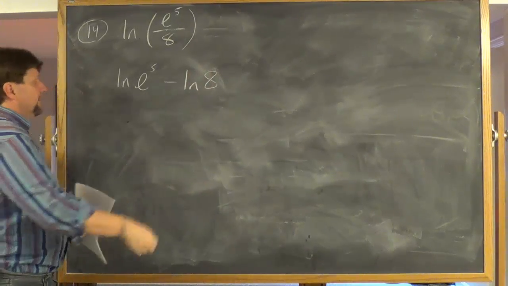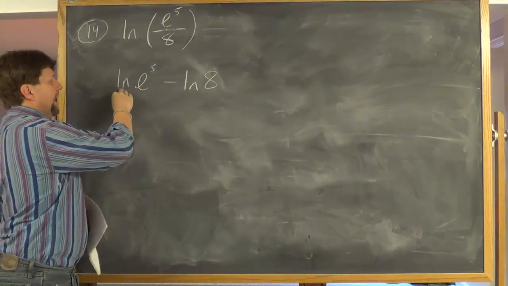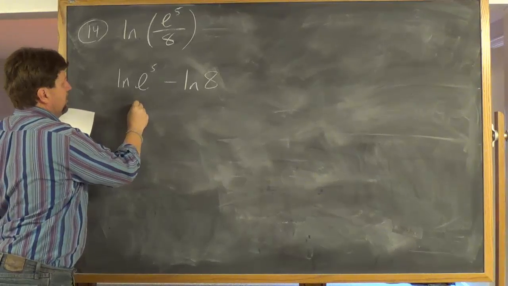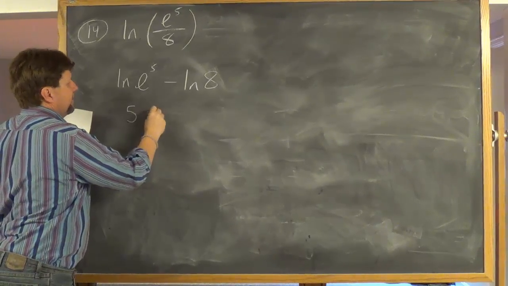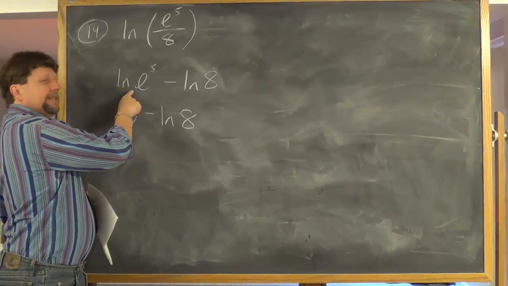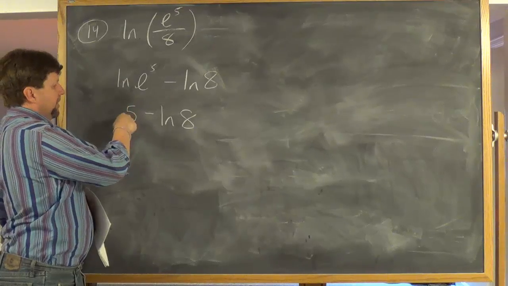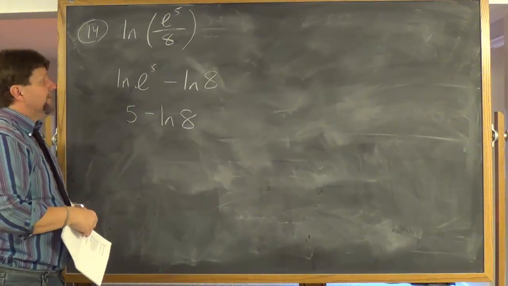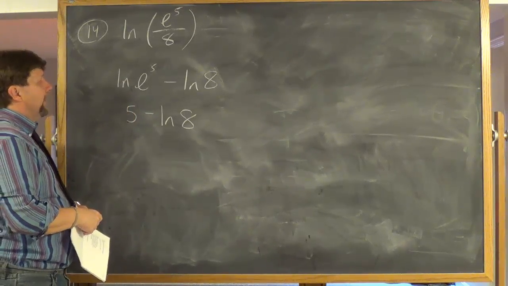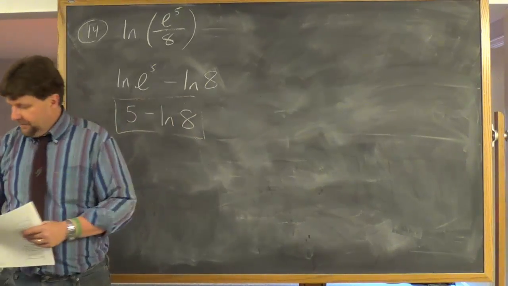Almost done. Natural log of e to the 5th, there's a property that tells me the natural log of e to the 5th immediately simplifies to 5. And that's because with natural log, the base is e. And well, here's an e. So I can use that property that tells me that it simplifies down to 5. And that's it. That's number 14.